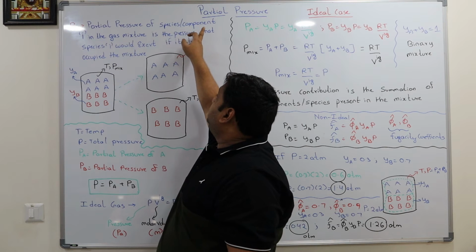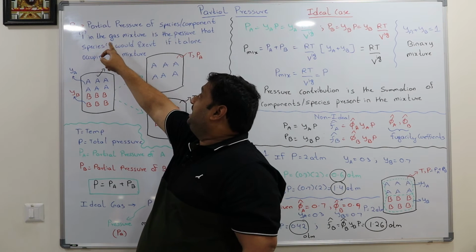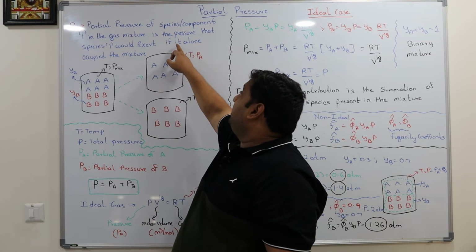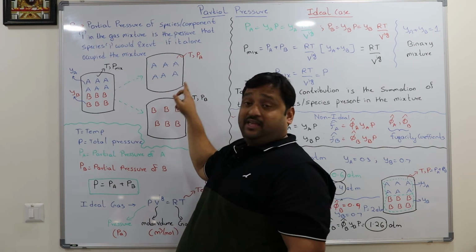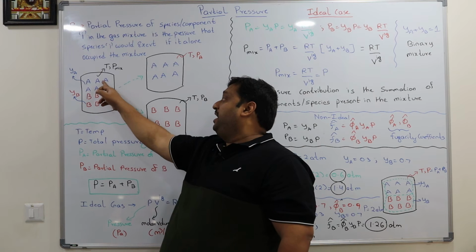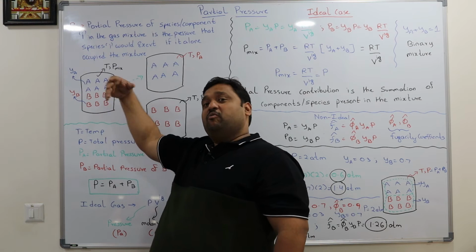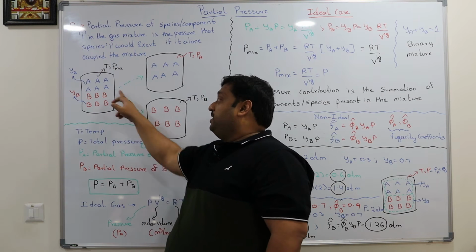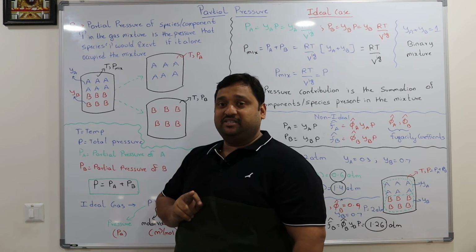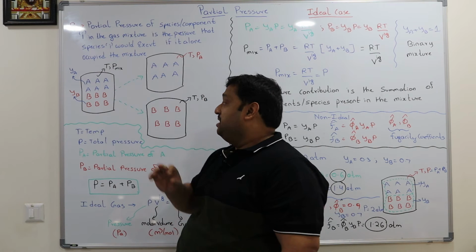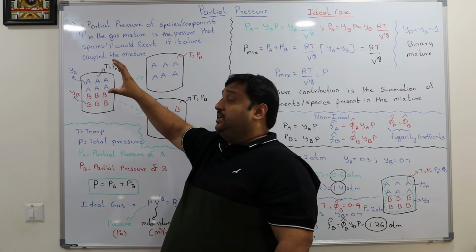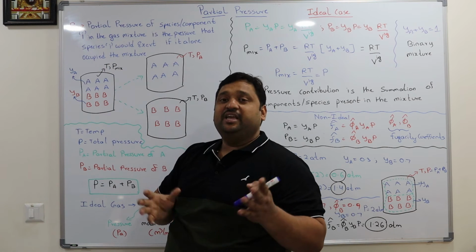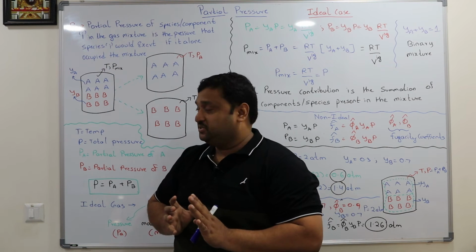The partial pressure of a species in the gas mixture is the pressure that species would exert if it alone occupied the volume. If A alone occupies this volume, then that pressure is the partial pressure of A. If B alone occupies the same volume, then the pressure exerted by B is the partial pressure of B, because inside the mixture the contributions are from A as well as B. So the total pressure is the combination of two partial pressures.